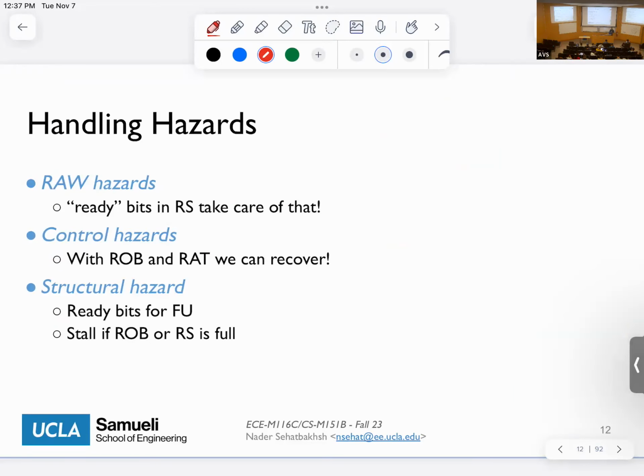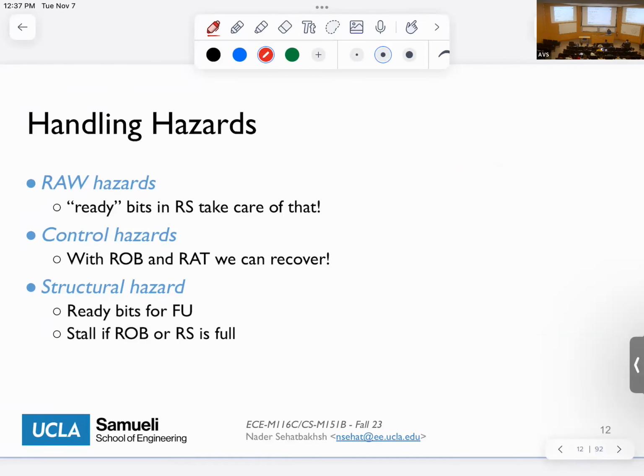And the last thing I want to talk about is handling the hazards. If you really think about the hazards that we had, first of all, we eliminated those false dependencies, the write after write and write after read. Those have been eliminated by using renaming. So with renaming, we are just back to the old hazards that we have: the RAW data hazard, the control hazard, and the structural hazards.